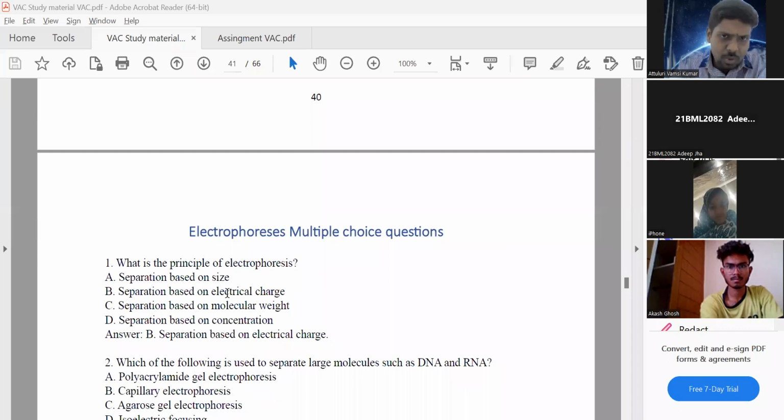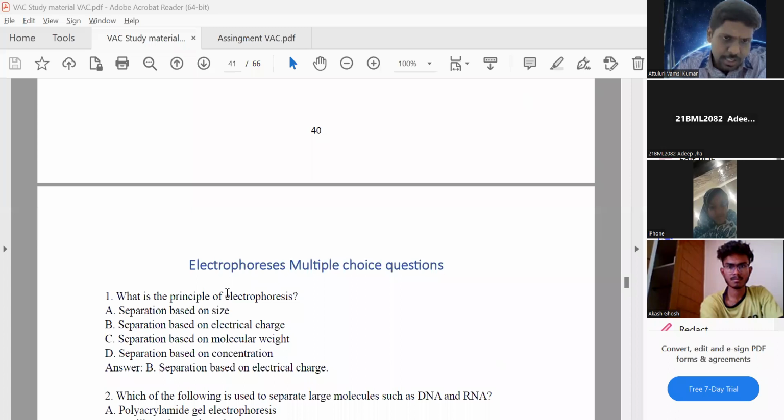Then let us see a few multiple choice questions, such as: what is the principle of electrophoresis? The primary principle of electrophoresis is that, apart from separation based on size, shape or molecular weight, it can also separate depending upon the electric charge of the separating molecule. That is the major advantage of electrophoresis. So the answer will be B, separation based on electric charge.